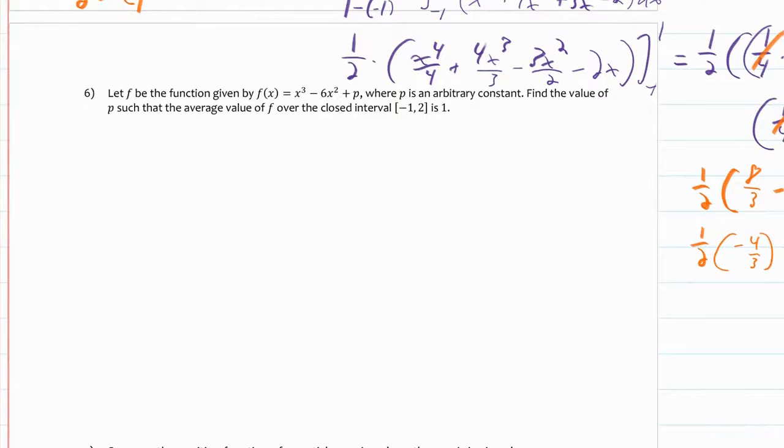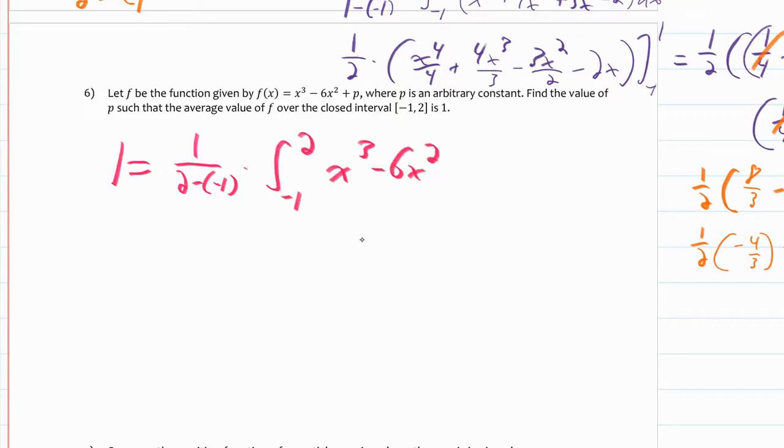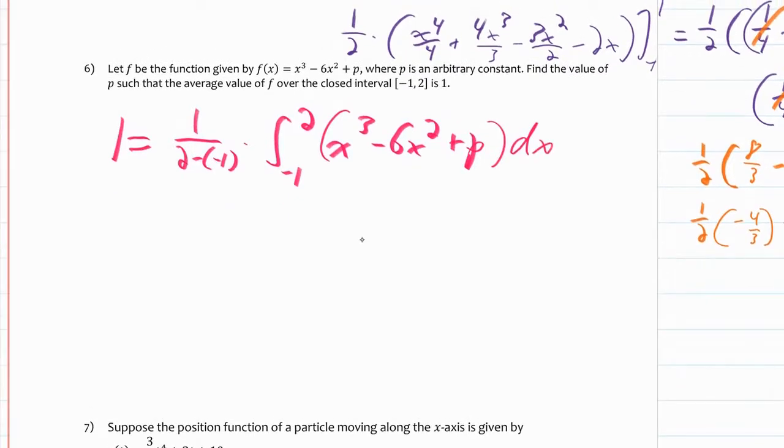Okay. Number 6 says let f be this function where p is an arbitrary constant. It wants the value of p so that the average value is 1. So I'm going to say 1 is equal to 1 over 2 minus -1 times the integral from -1 to 2 of x cubed minus 6x squared plus p dx. So I'd get 1 is equal to 1/3 times x to the 4th over 4 minus 6x cubed over 3, so 2x cubed, plus px. Remember, p is a constant. That's evaluated from -1 to 2.